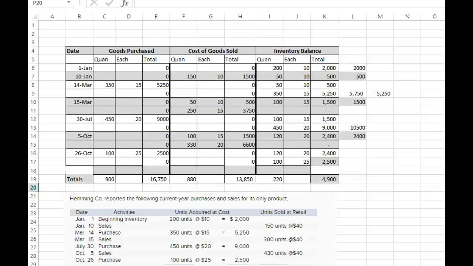Alrighty, so let's give a go at this inventory flow. So remember, we have three kinds. We have FIFO, LIFO, and weighted average, and that's what we're looking at. This is Chapter 5, Participation Points.